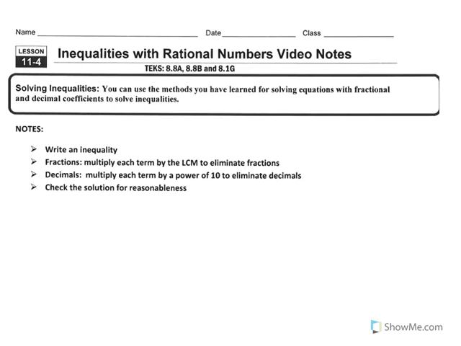The first thing is we need to make sure that we always write the inequality. Second, if we have fractions, you're going to multiply each term by the lowest common multiple so that we can get rid of the fractions. If you have decimals, you will multiply each term by the power of 10. That eliminates the decimals. And we will check the solution for reasonableness.